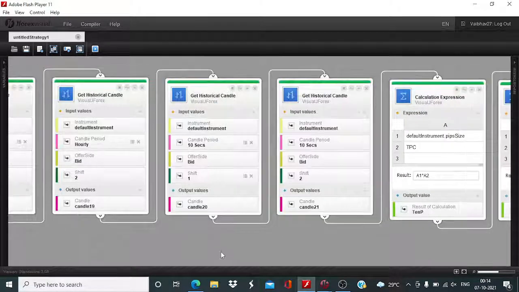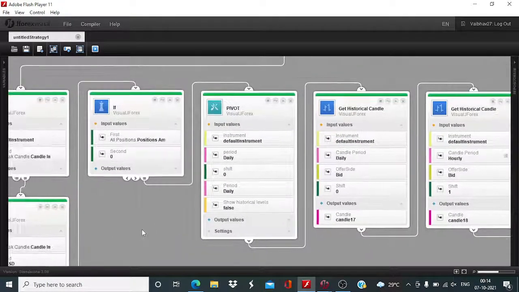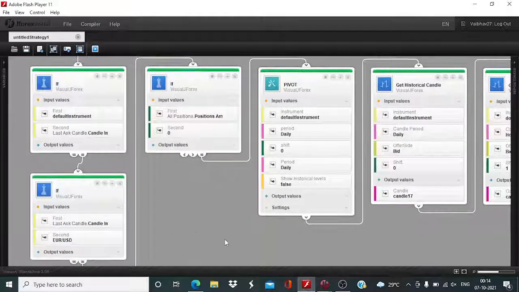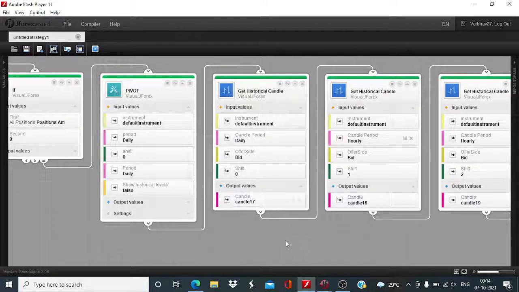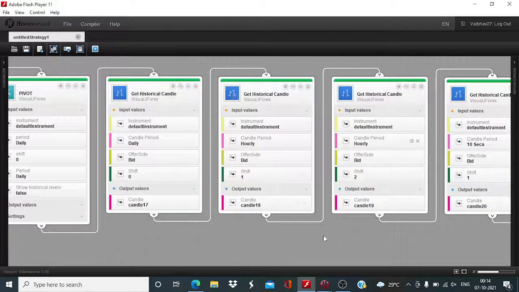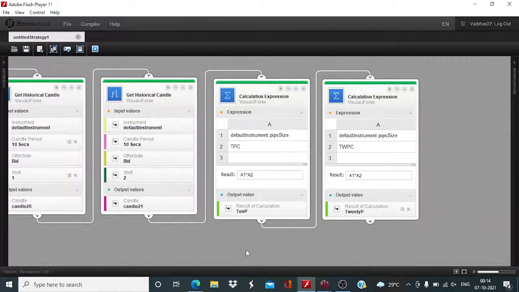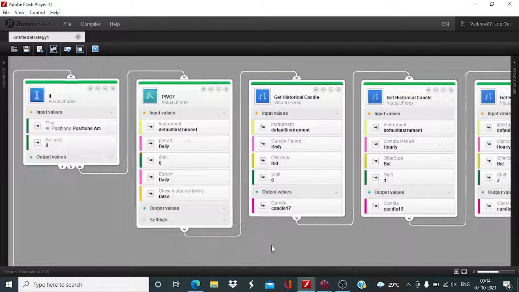With these, we stop here for the day, and I hope you have been able to understand the logical part as well as the structure which has been created using these indicator blocks, and along with that we are also relying on the get historical candle to look at the price action data. So that's it from my side for today's session.